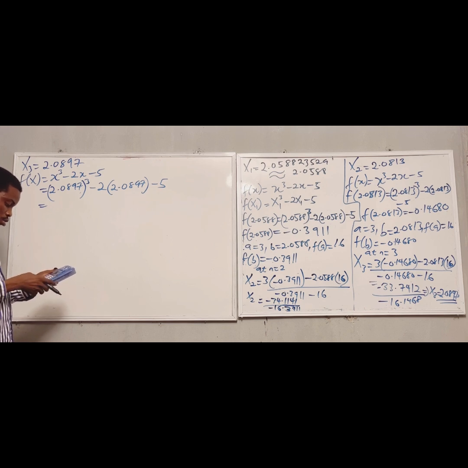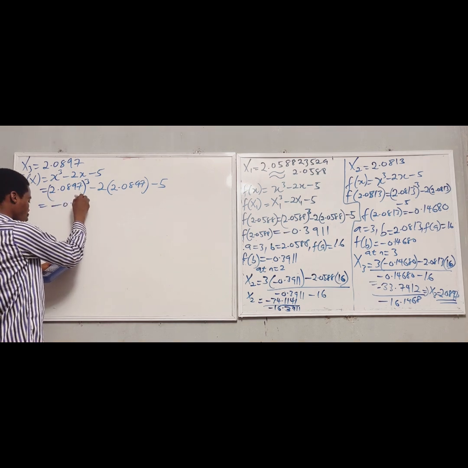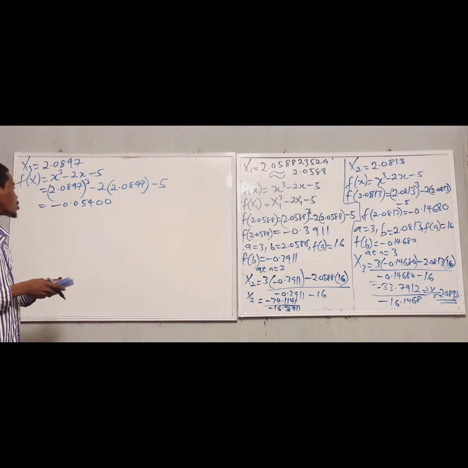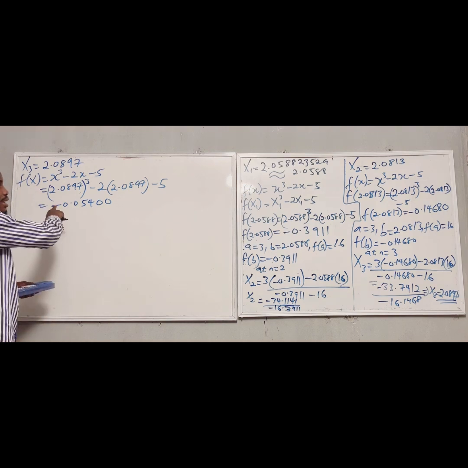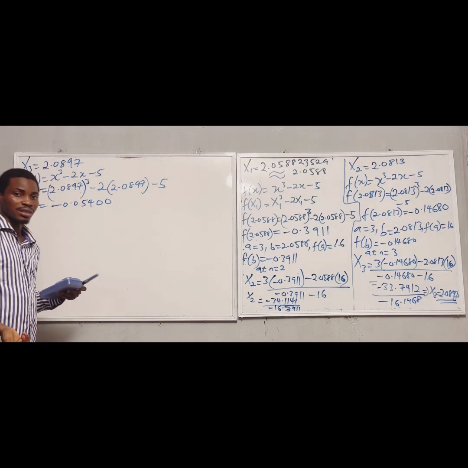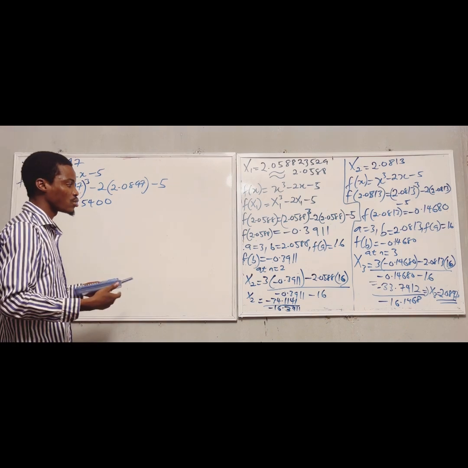2.0897 to the power of 3, minus 2 times 2.0897, then minus 5. I have minus 0.05400. So I got minus 0.05400, which means I still have a negative. So I will have to go back to my last positive. My last positive, f of x, the sign does not change: 16.